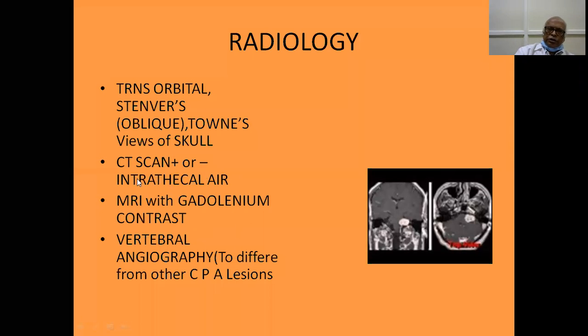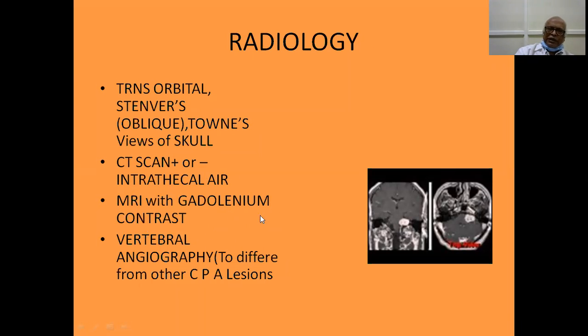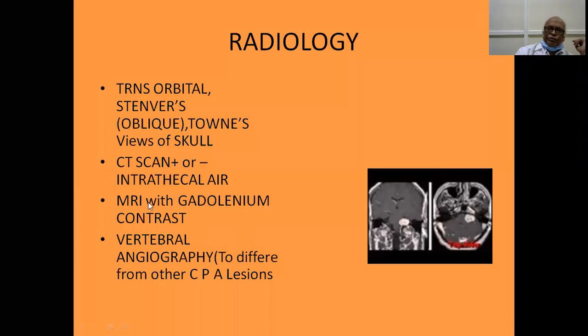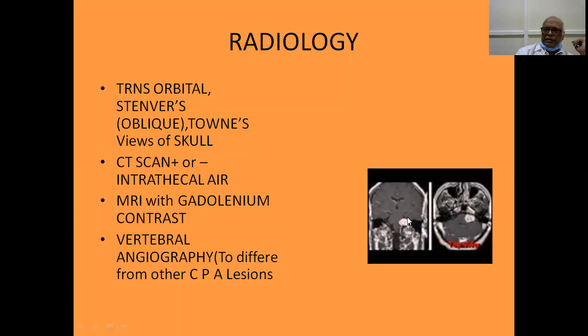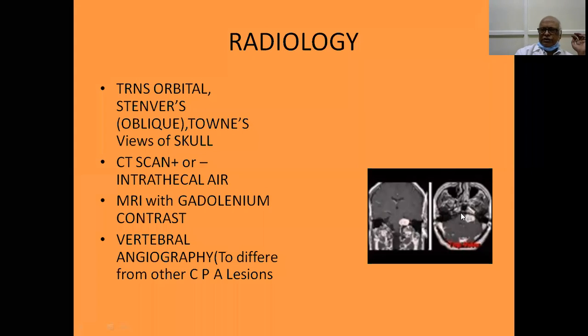Now, MRI with gadolinium contrast has totally revolutionized the diagnosis of acoustic neuroma. If you subject the individual to an MRI scan with contrast, you can see the tumor very clearly. See, this is the classical picture. This is the tumor mass. This is the coronal view, and this is the sagittal view.